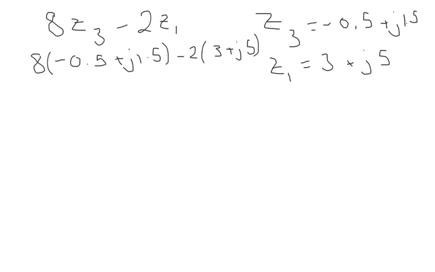Multiply out, negative 4 plus J times 12, subtract 6, subtract J times 10. Collect the terms. Negative 10 is the real, and 12 subtract 10 is 2, so that's J2.